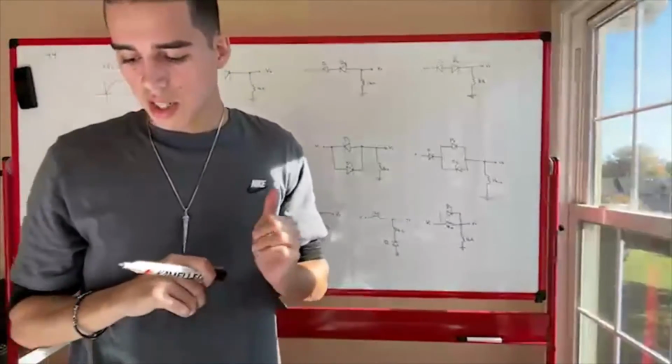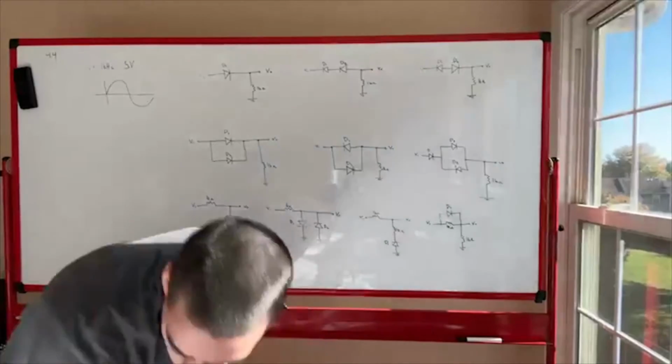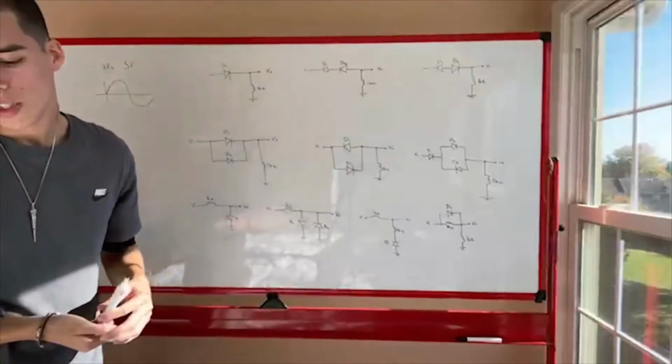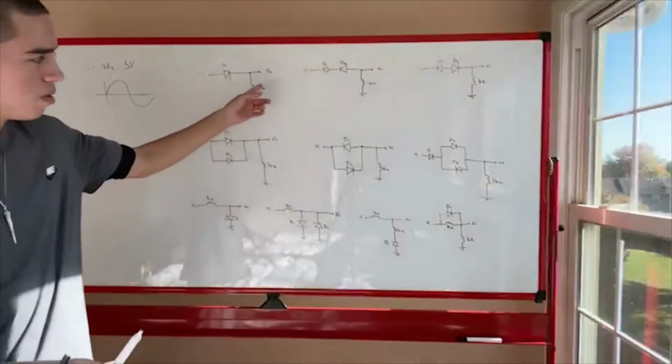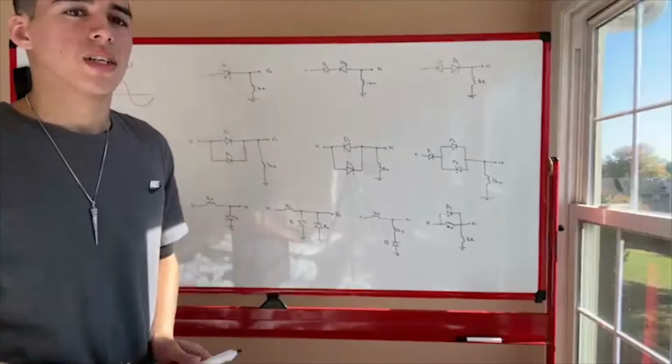In each of the ideal diode circuits shown in figure 4.4, V1 is a 1 kilohertz 5 volt peak sine wave. Sketch the waveform resulting at VO, the output, and what are the positive and negative peak values.